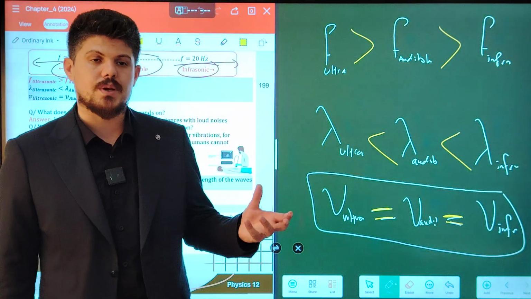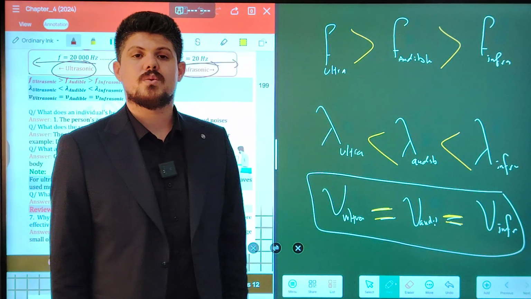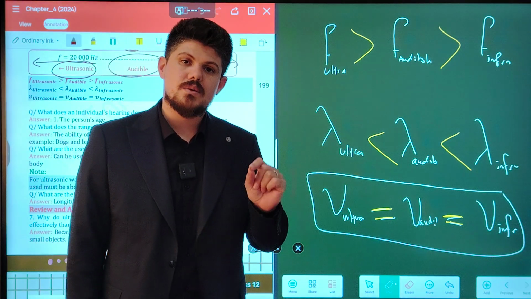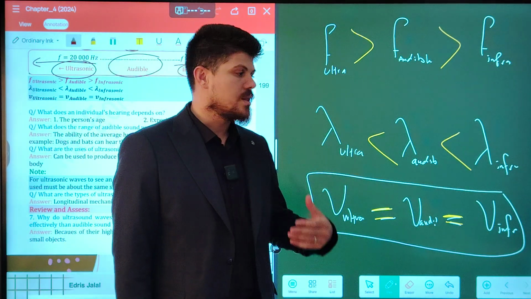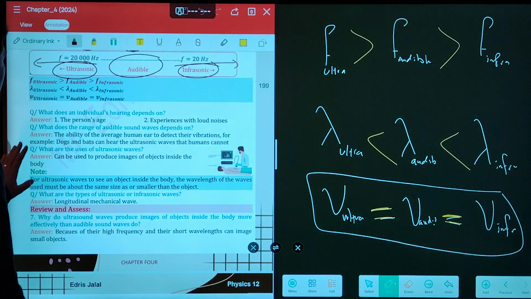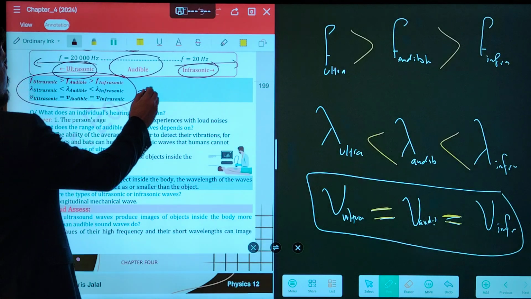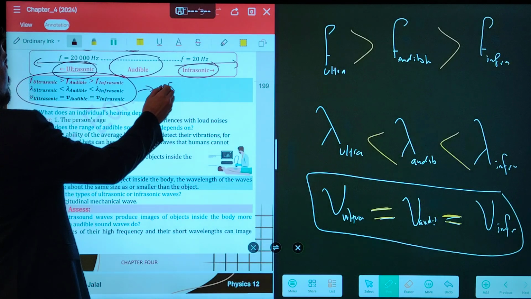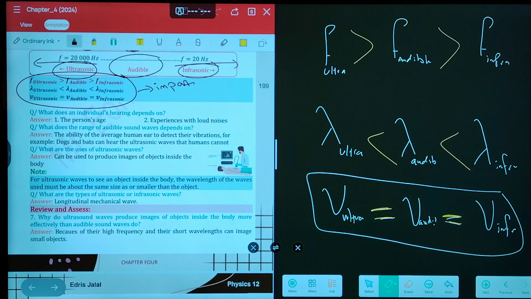Okay, which one has more speed? You have to say all types of sound wave travel in a given medium at the same time, at the same rate. Okay, they all have the same speed of sound in a given medium, as you can see in this figure. So this is very important. Pay attention, please, because it has been brought up in the Wizari exam many times.